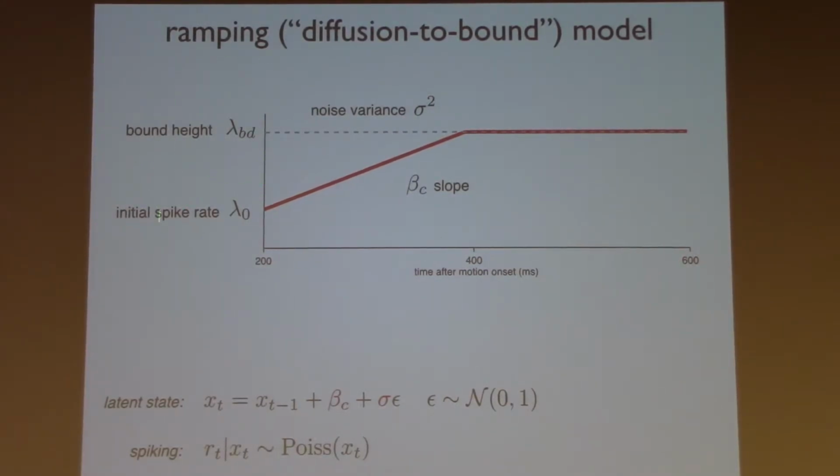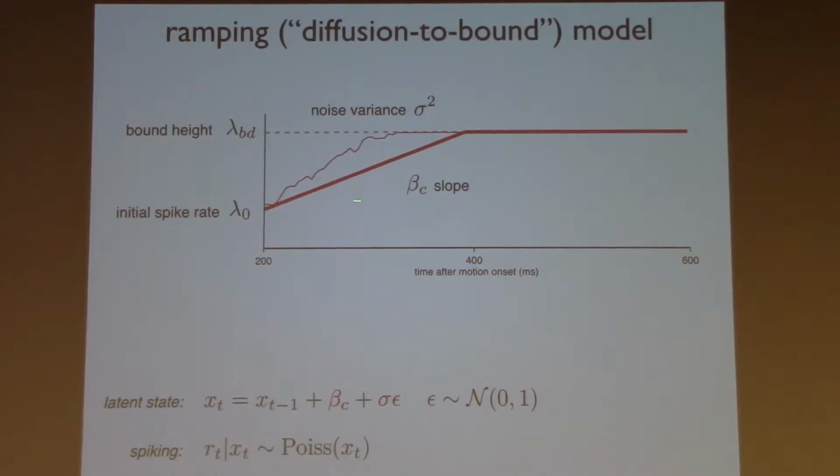So the model is defined, this is the sort of picture of what the model would look like. It's defined by an initial spike rate. There's a bound height spike rate, which is the absorbing boundary for spike rates. And this beta sub c is the slope of that increase in firing rate. And it depends on the coherence. So sub c indicates that for some coherences, this could be a steeper slope than on other trials.